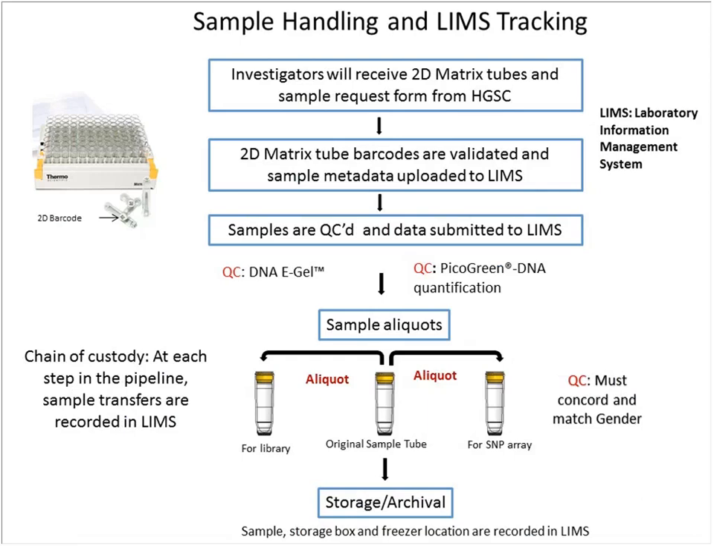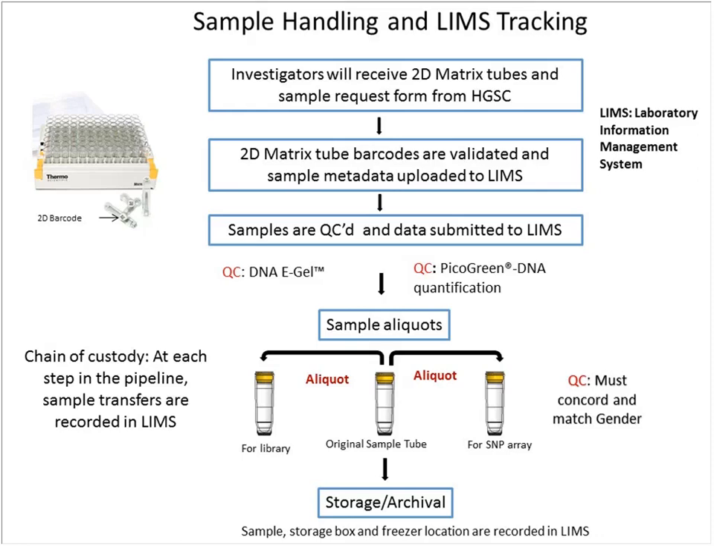So at the beginning of the project, the collaborators will receive the 2D matrix tubes and the sample request form from our center. When the samples arrive in the 2D matrix tubes, the tubes are scanned and validated, and the sample information is uploaded into LIMS. And then we will do the QC, and we also submit our data into the LIMS.